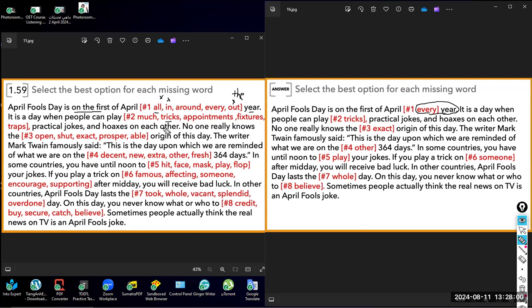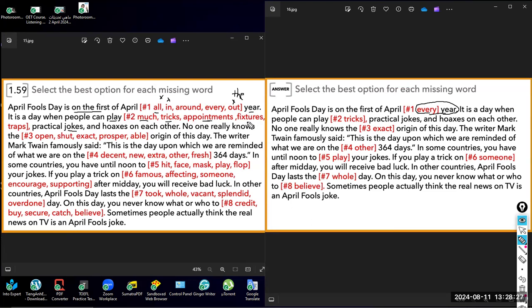So let me tell you why it's about tricks. I can't, guys, say play much practical jokes. Notice that jokes is a countable noun, and because it is a countable noun, I cannot use much. I have to use many. And play appointments? I cannot say play appointments because the word appointment doesn't take play.